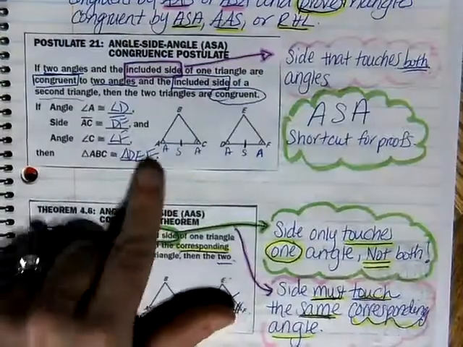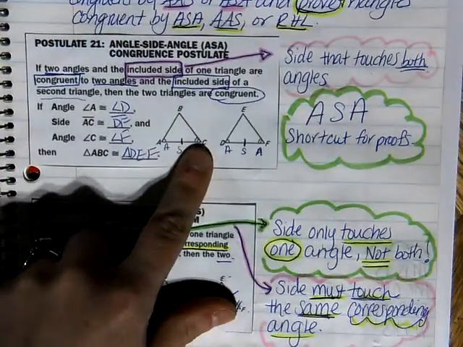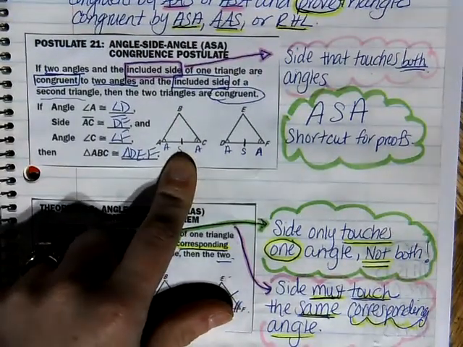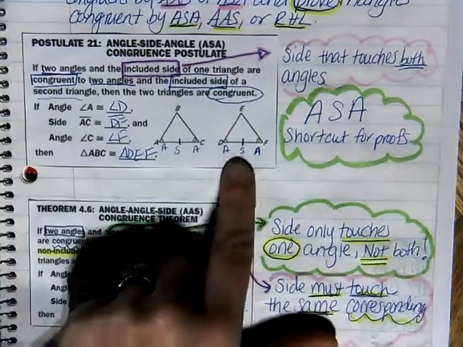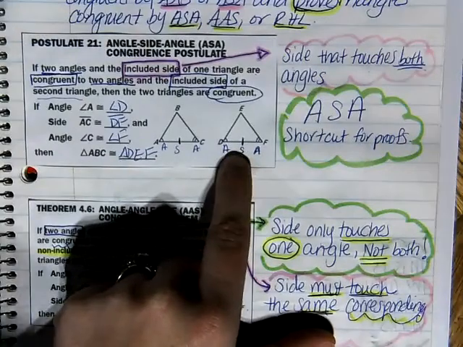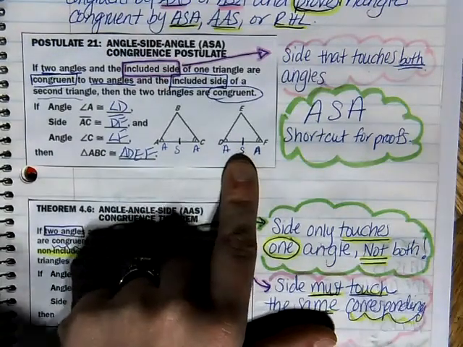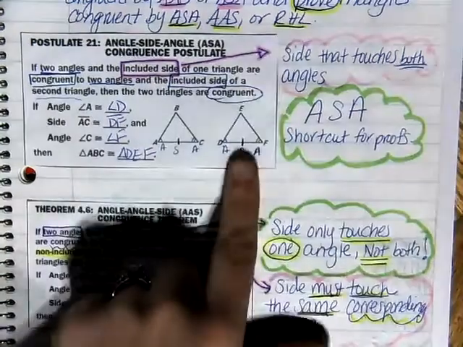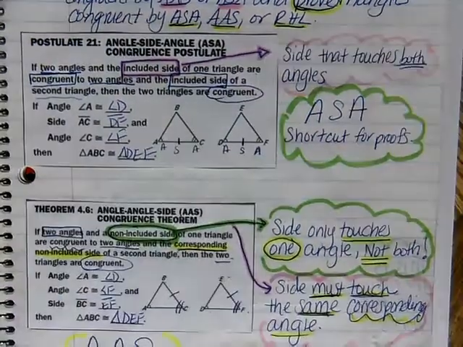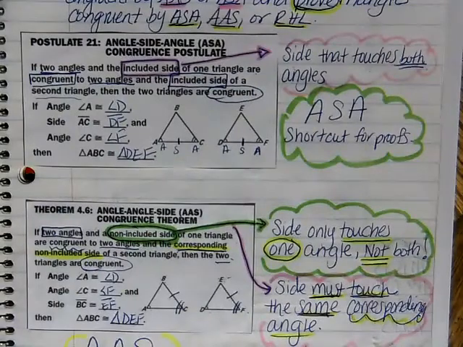And if you see that two angles of one triangle and the included side, the side that touches both of the angles we're talking about, are congruent to the corresponding two angles and their included side of another triangle, then we can conclude that the triangles are congruent by angle side angle.